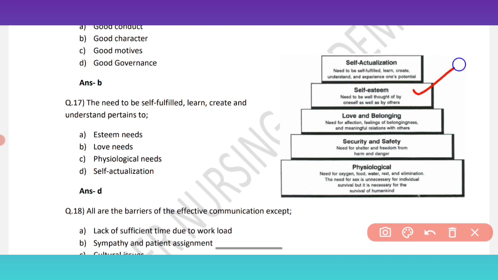Self-actualization. And what about self-esteem? Self-esteem is different. Self-esteem is related to recognition. How others are recognizing you. How you are recognizing yourself. How much respect you are giving towards yourself. How much respect you are getting from outside. What is the status? Okay. So respect, recognition, status, strength. All are coming under what? Self-esteem.